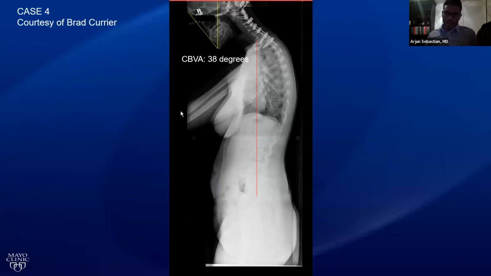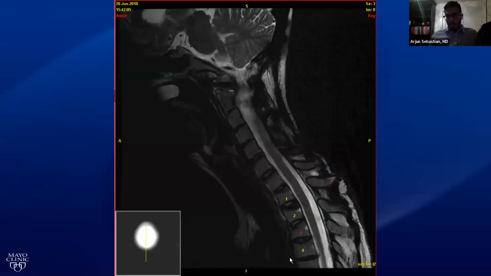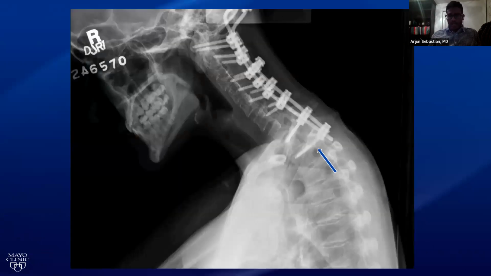Jumping ahead, this is a case courtesy of Dr. Courier. This is a patient that was referred to him having had a previous occipital cervical fusion down to T2, developed a progressive deformity with an elevated chin brow, as you can see here. And on the MRI, as you can tell, there's compression deformities throughout the upper thoracic segments, which are pointed out here. And you can also see on the x-ray a little bit more closely that the T2 screws have fractured.